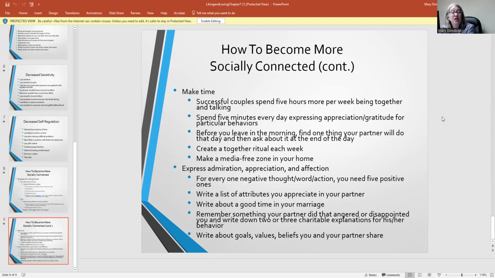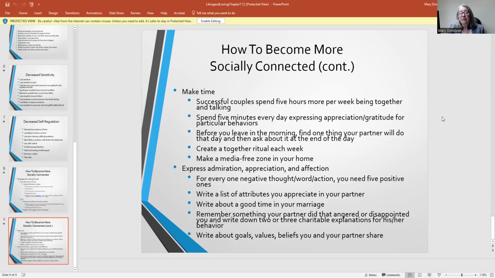Making time. And I know you, as a graduate student, you are very busy, or at least I was incredibly busy when I was a graduate student. And my daughter, who's working on her PhD right now at UC Berkeley, oh, she's so busy. But if you don't make time for the social connectedness, you're not going to be able to have friends. Friends take time. A significant other takes time.